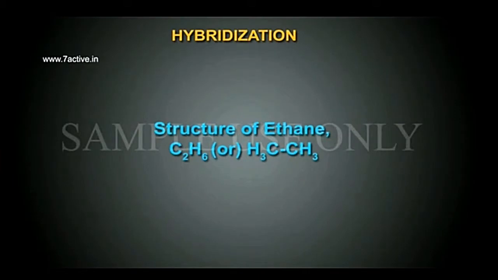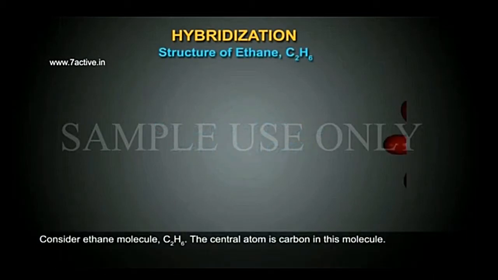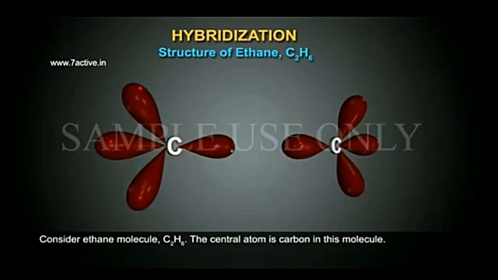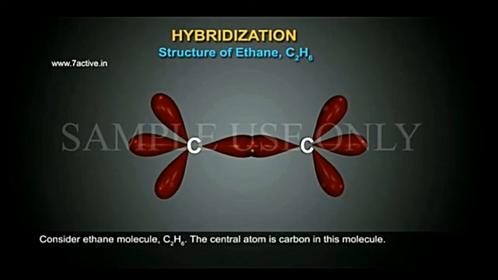Structure of ethane. Ethane, C2H6 or CH3-CH3. In the ethane molecule, 2 carbon atoms are present as central atoms, and each carbon atom undergoes sp3 hybridization, and the 4 hybrid orbitals are filled with 1 electron each. The half-filled sp3 hybrid orbital of one carbon overlaps with the half-filled sp3 hybrid orbital of the other carbon to form a C-C sigma bond.